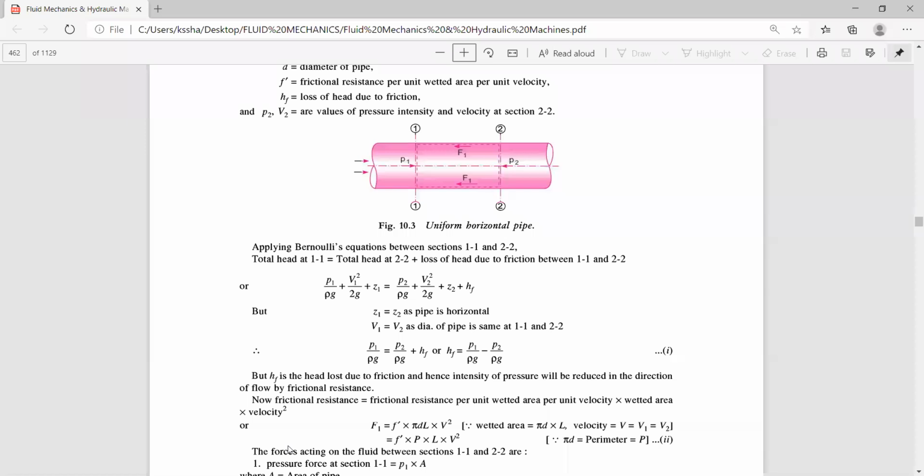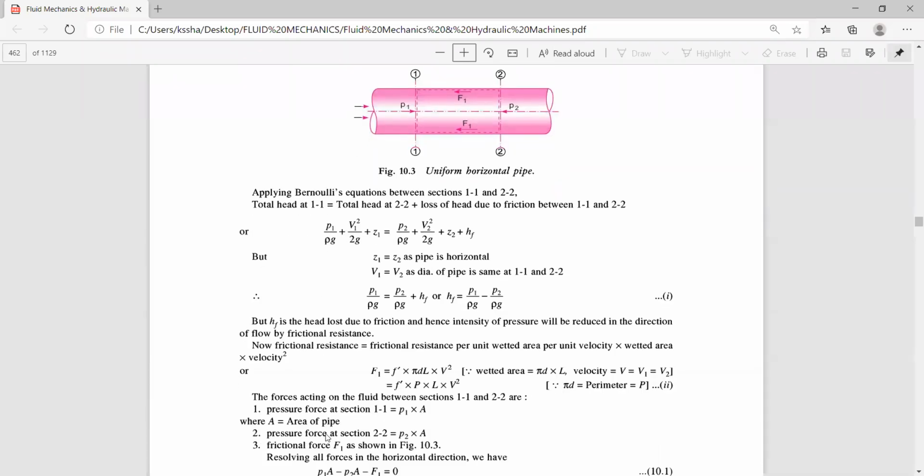Now we need to calculate the forces acting on the fluid between section 1-1 and 2-2. What are the different kinds of forces acting on the fluid? First is the pressure force at section 1. So how will you calculate force? Pressure into area: P1 into A, where A is the area of the pipe. Similarly, pressure force at section 2. So how will you calculate pressure force at section 2? P2 into A.